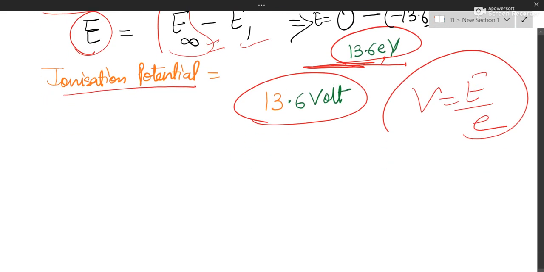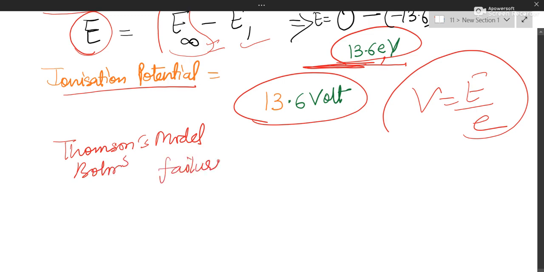In this chapter there are certain theoretical topics that you need to prepare, like Thomson's model, Bohr's model, their limitations and their failures. These are the topics that you need to prepare.